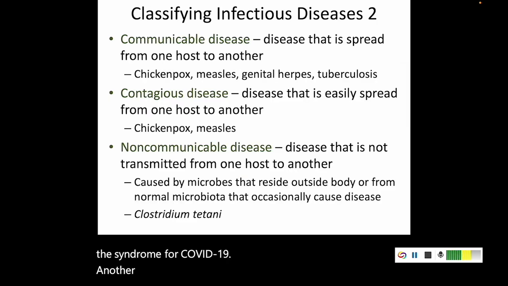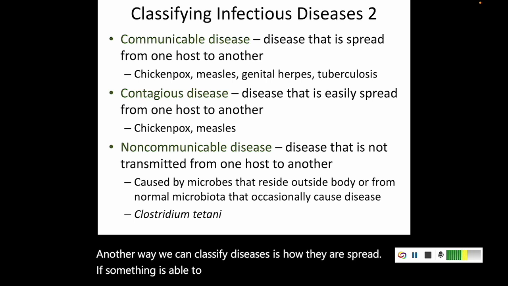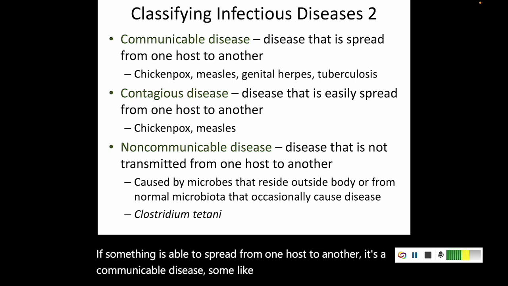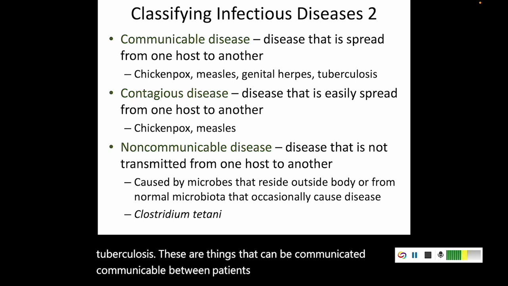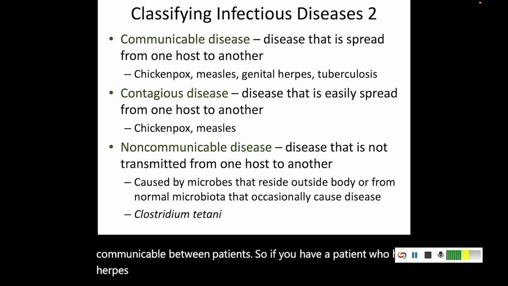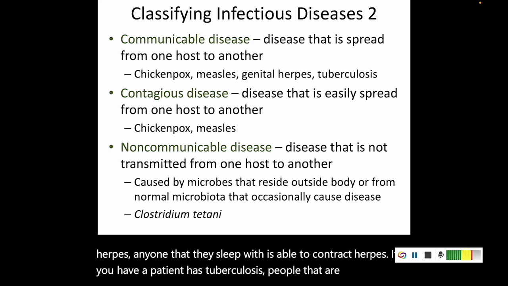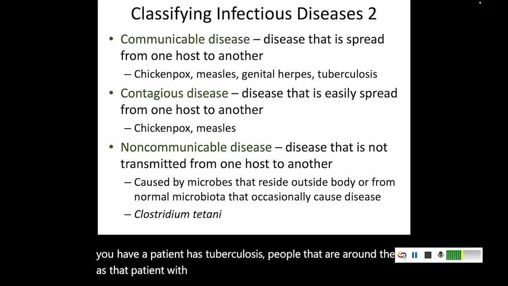Another way we can classify diseases is how they are spread. If something is able to spread from one host to another, it's a communicable disease. Something like chickenpox, measles, herpes, tuberculosis. These are things that can be communicable between patients. So if you have a patient who has herpes, anyone that they sleep with is able to contract herpes. If you have a patient that has tuberculosis, people that are around them, as that patient coughs or sneezes or spits, that can be spread to people around them.